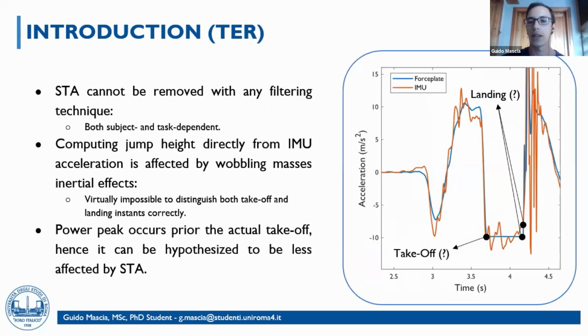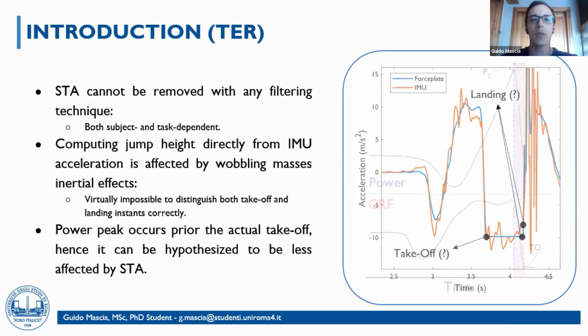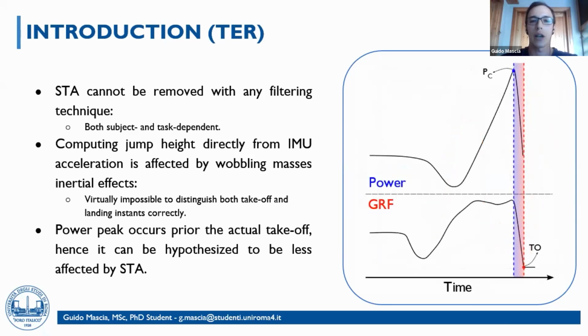The soft tissue artifact, or STA for short, cannot be removed with any digital filtering technique, since it is both task and subject dependent. And computing the jump height directly from IMU measures of acceleration is affected mostly by the wobbling masses inertial effect. Indeed, as you can see from the right-hand side picture, it is virtually impossible to distinguish both the takeoff and the landing time instants. However, peak power occurs prior to the actual takeoff time instant. Hence, we hypothesize that it is less affected by soft tissue artifact.